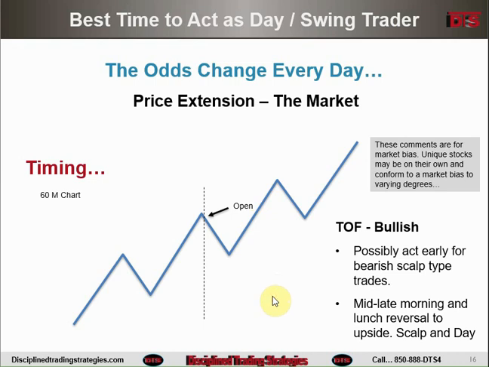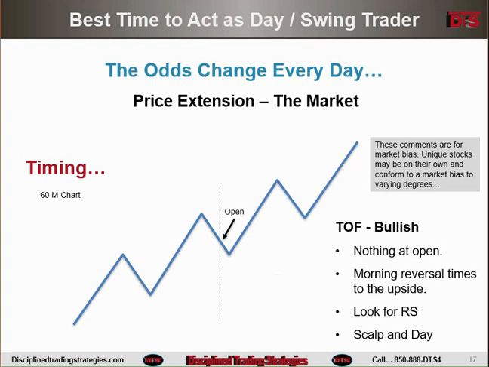What if we open here? What if we open here? What do you do? What do you do early? If you're there at open, and there's where the market opens.